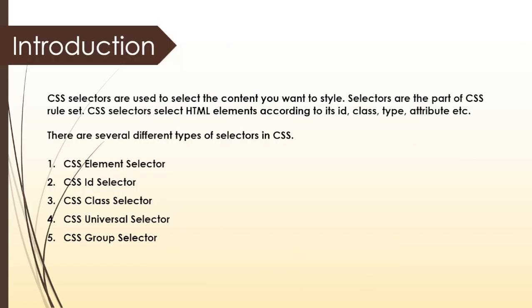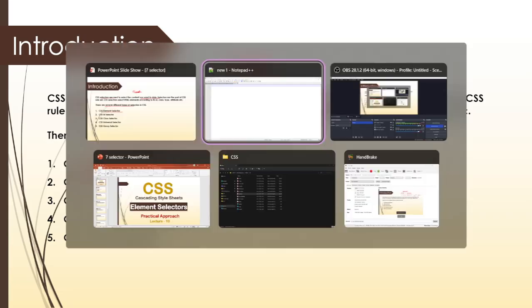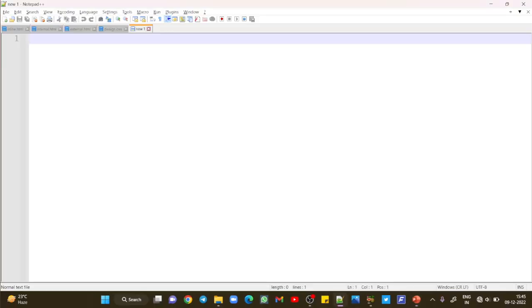As we have discussed, what is the meaning of a selector? A selector is used to find or select the content that you want to style. There are several types of selectors in CSS. The first type is the element selector. Let's move directly to the practical section. In the case of an element selector, we always use the element by its name.